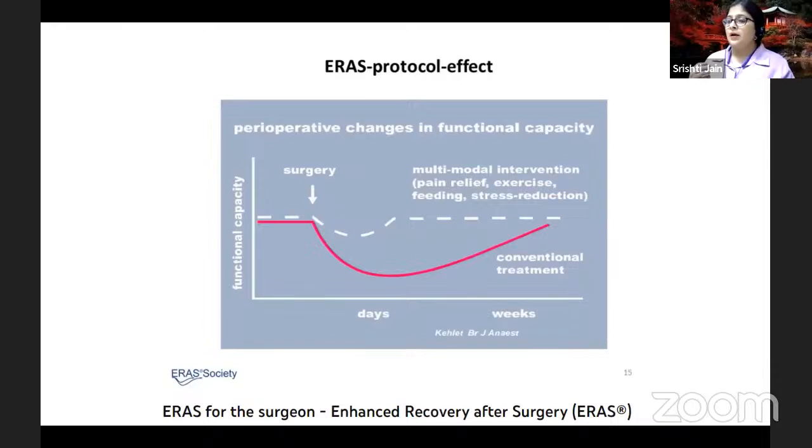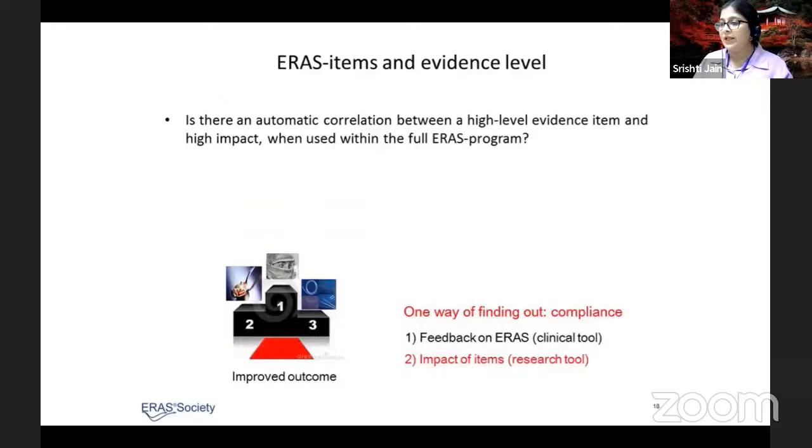So in the ERAS protocol effect, we find that the functional capacity of the patient comes back very soon as compared to conventional treatment. If we follow the ERAS components like multimodal interventions for pain relief, exercise, feeding, and stress reduction, the functional capacity and the recovery are very, very much better.